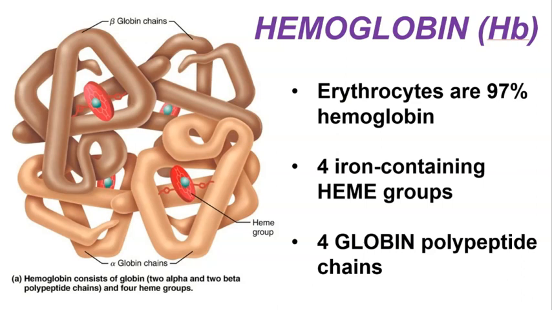So hemoglobin consists of 4 red-colored heme groups, and heme is a pigment and gives the erythrocyte its red color. Each heme has a single iron atom at its center, and it also contains 4 globin polypeptide chains. So each iron atom in the heme group can bind and carry a single oxygen molecule. Therefore, a single hemoglobin protein can carry up to 4 oxygen molecules in total.